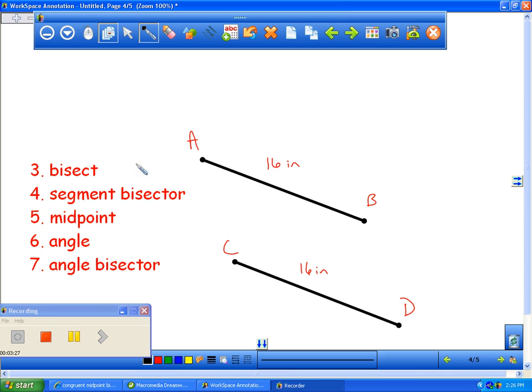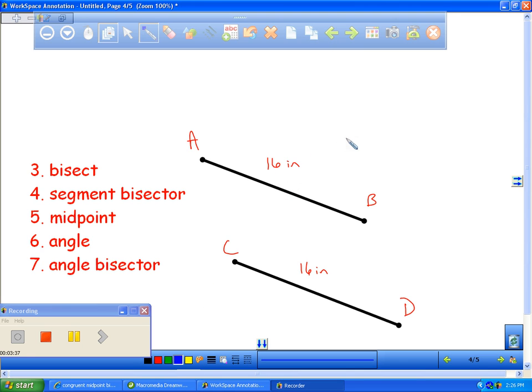Okay, now let's go to bisect. Whenever you're talking about bisecting, you're literally talking about cutting into two equal pieces. So if I take some sort of ninja sword of death, or whatever you want to call it, and I cut this segment right in half, I could have gone through there. I could have just made a little bitty thing like that. Or I could have started right here and I could have gone that way. It doesn't matter where I go as long as I'm cutting AB into two equal parts. So that would mean that this part is equal to that part. That is what bisect means, cut into two equal parts.